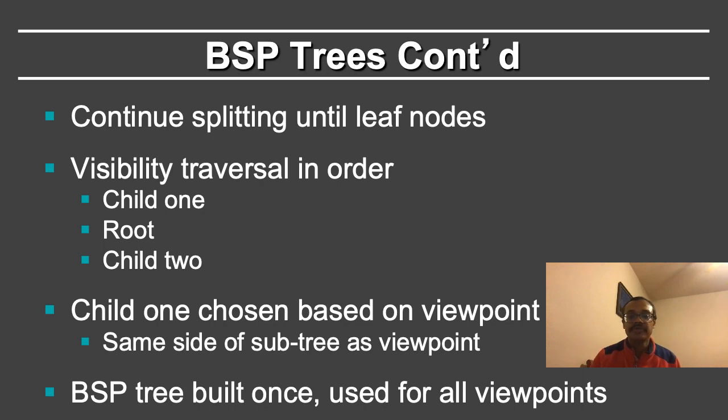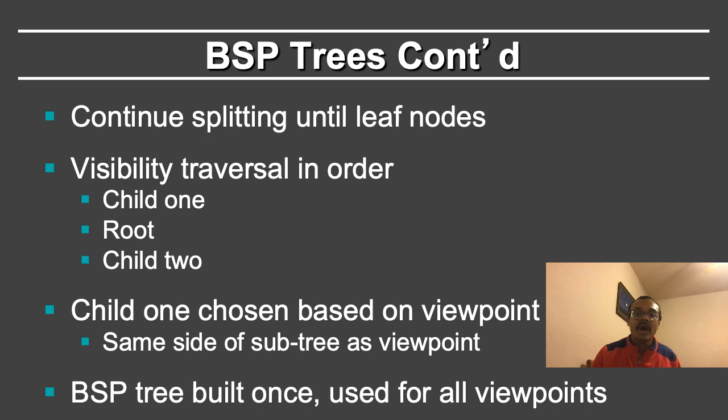So let's talk about the BSP tree. We continue splitting until we reach the leaf nodes. And the visibility traversal follows this order. You do child 1, which depends on where your viewing direction is. We'll get to it in a moment. Then you do the root, and then you do child 2. You are guaranteeing that you will always intersect geometry in child 1 before you intersect the root geometry, before you intersect geometry in child 2, and therefore this is the right algorithm to do the intersection tests.